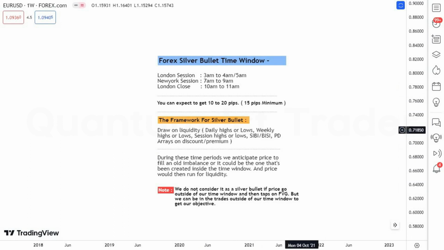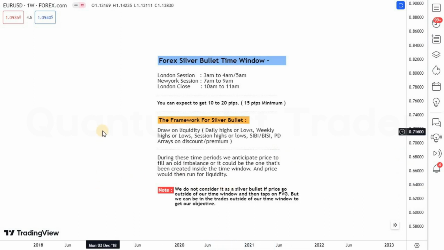Now what exactly happens within these time periods? For those who don't know, during this time period we anticipate price to fill an old imbalance or fair value gap, or it could be one that's been created inside the time window, and then price would run for the liquidity. So basically this is what happens in the Silver Bullet time window.